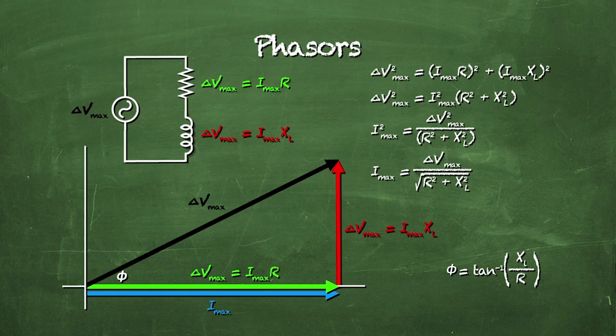Finally, to get the angle phi, we can take the inverse tangent of the opposite side of the triangle divided by the adjacent side of the triangle. That would be the inverse tangent of I max times X sub L divided by I max times R. And the I max is the same in the numerator and the denominator, so we divide that out. We're left with the equation: the angle between the voltage and the current is equal to the inverse tangent of X sub L divided by R. Let's take a look at that in our simulation.